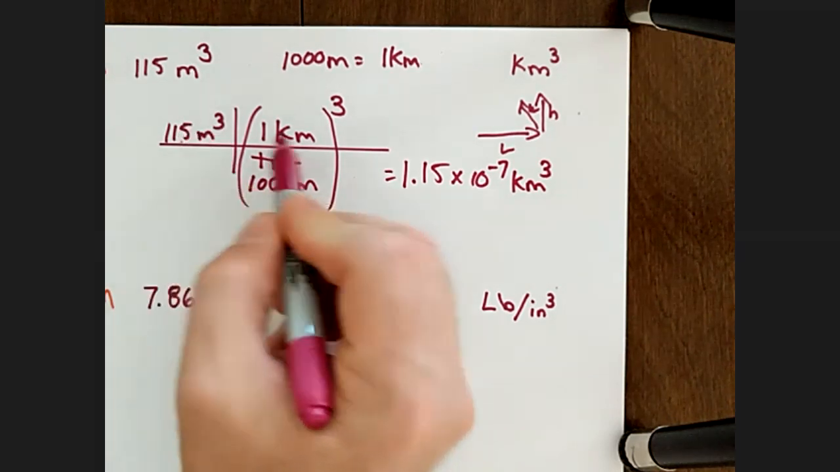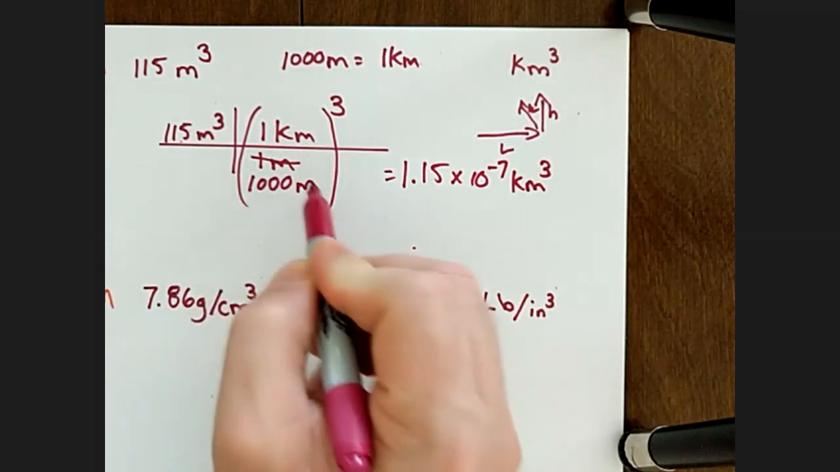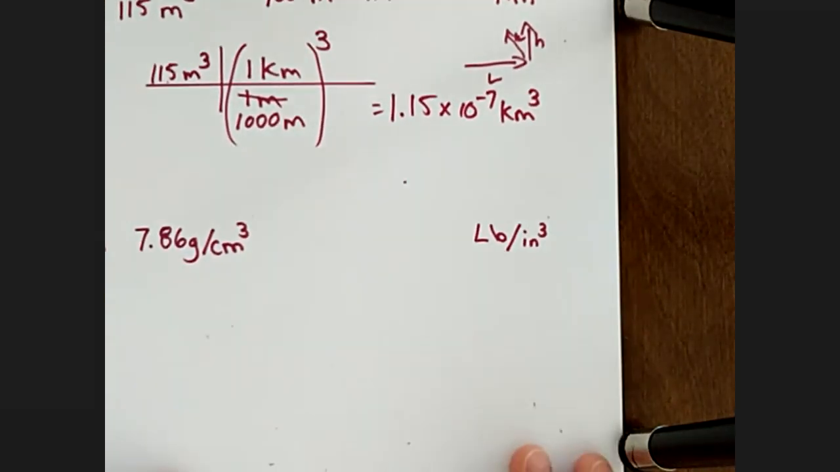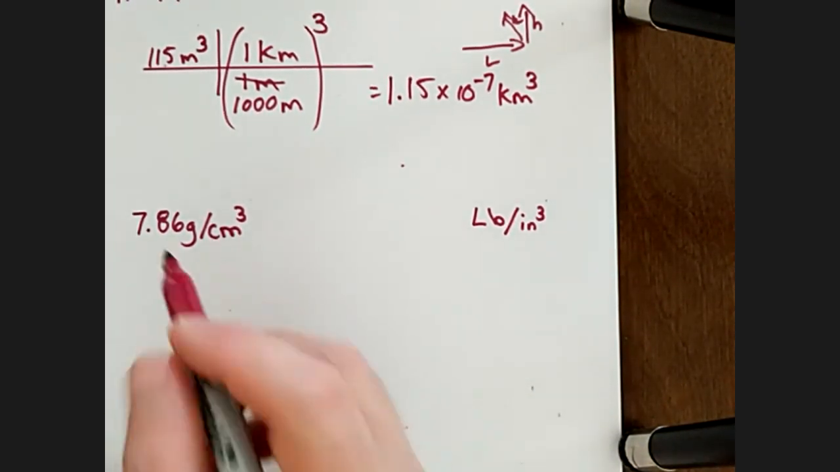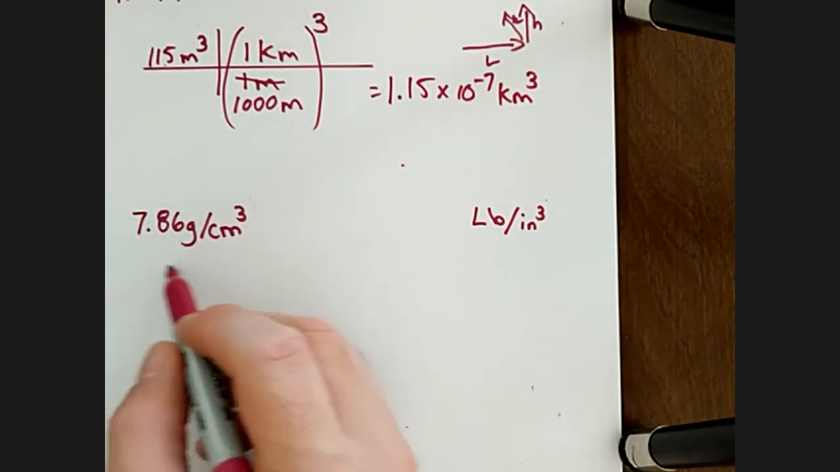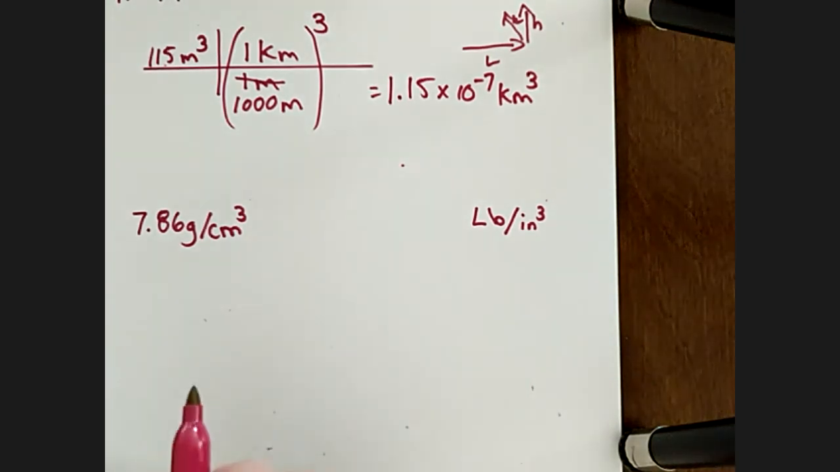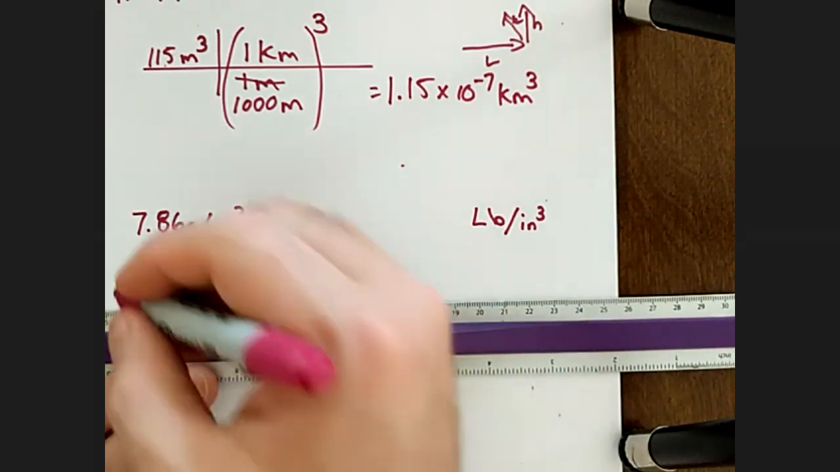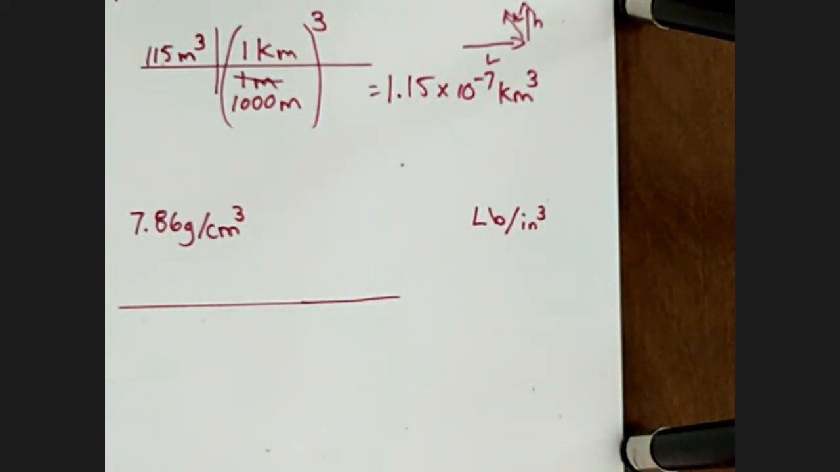And here it's multiplying everything on the top, dividing by everything on the bottom, but don't forget to do the cube of the 1,000. Okay. Last one here, same kind of thing. Here we're starting from a density term in grams per centimeter cubed, and we want to convert to pounds per cubic inch.